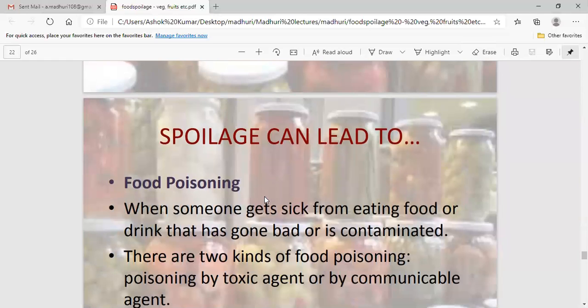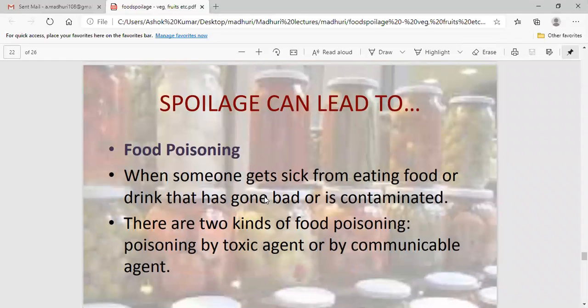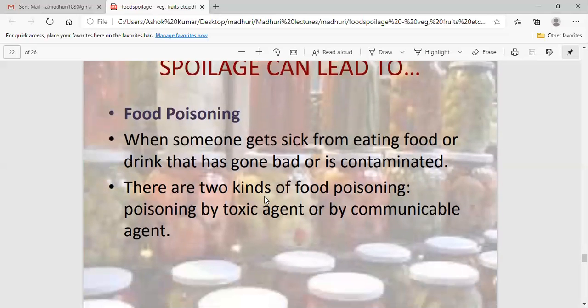So spoilage can lead to food poisoning. When someone gets sick from eating food or drink that has gone bad or is contaminated, there are two kinds of food poisoning: poisoning by toxic agent or by communicable agent. Okay, so why do we have to study food spoilage? Food spoilage will lead to health hazards. When spoiled food is consumed, it will lead to some health problem, called food poisoning. This food poisoning can be caused by a toxic agent or by a communicable agent.